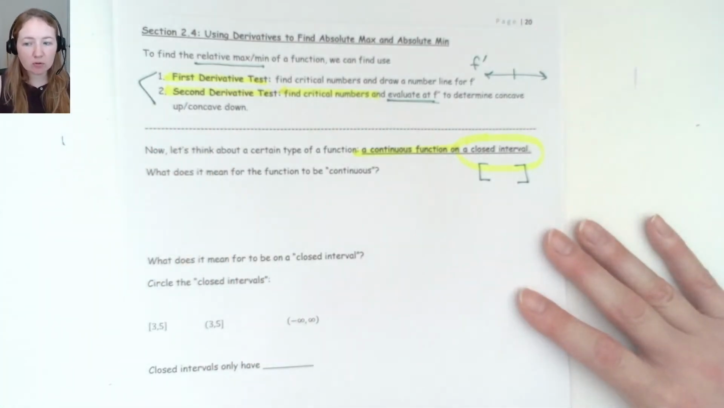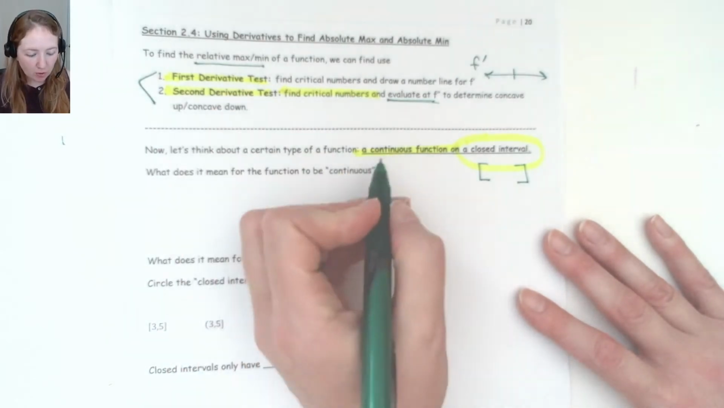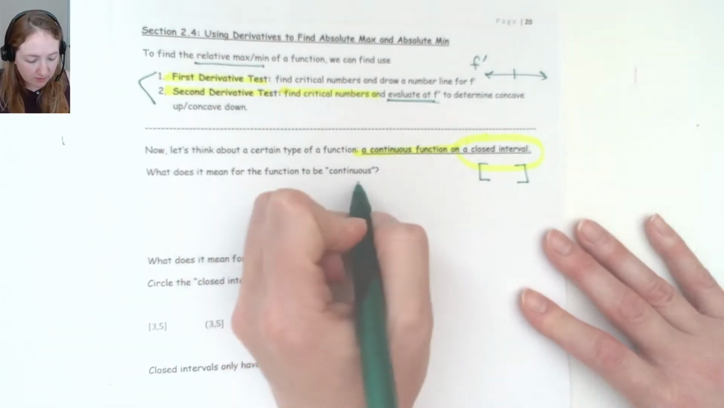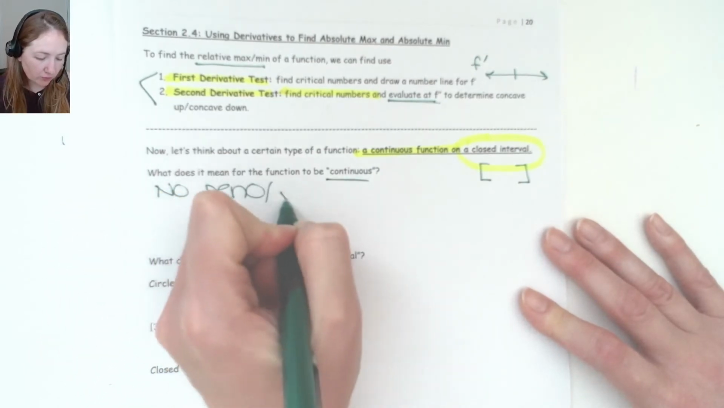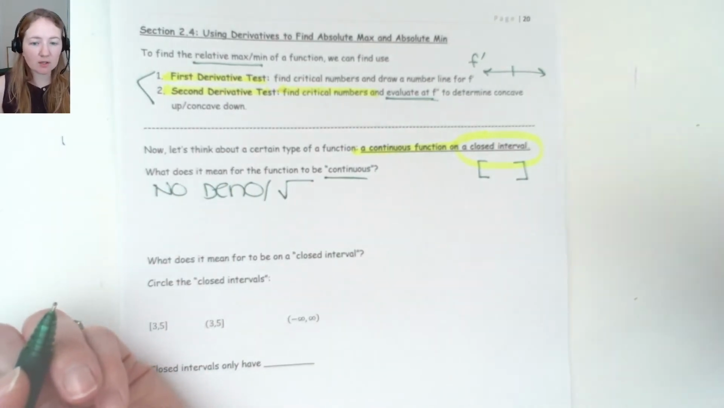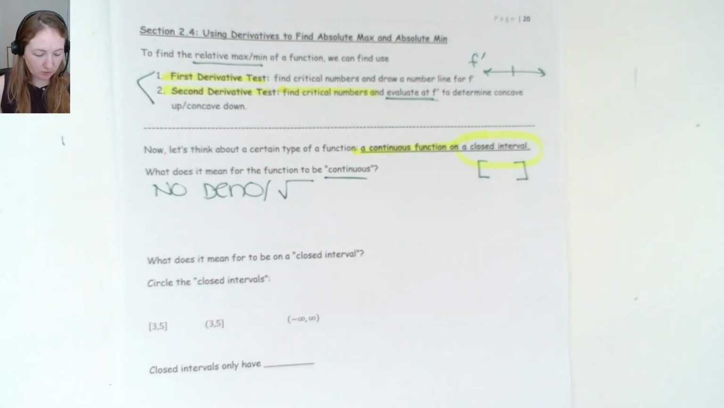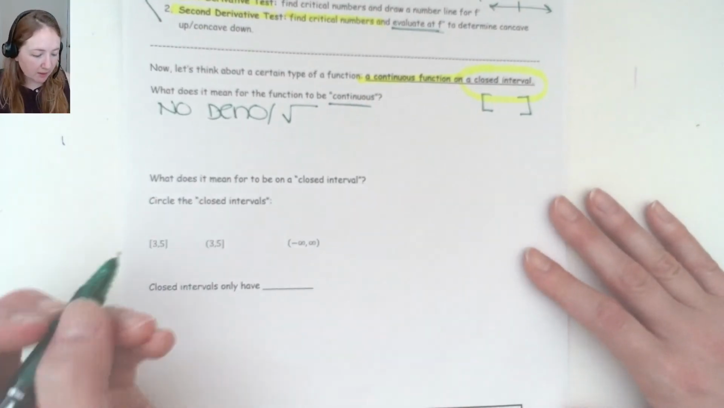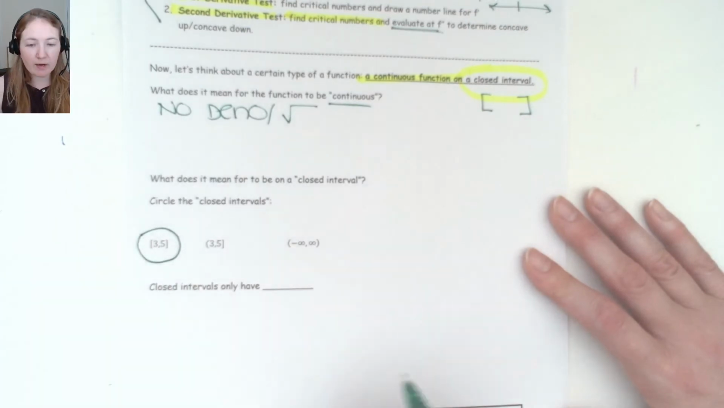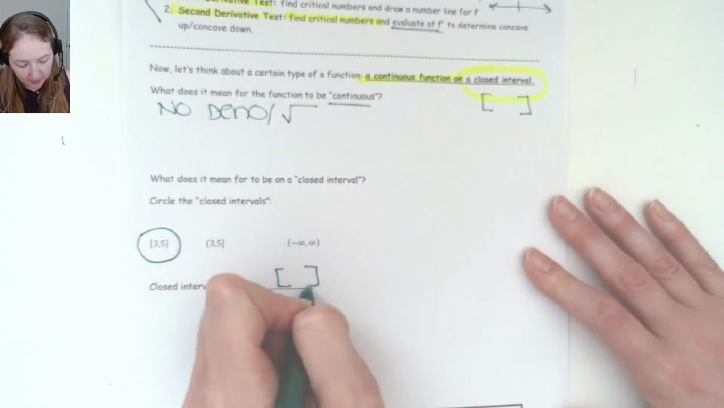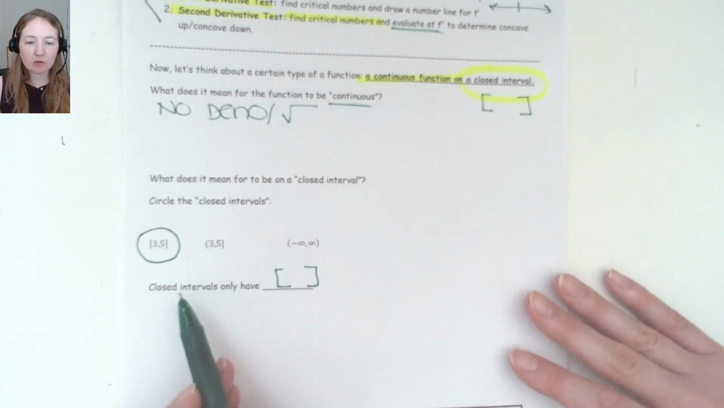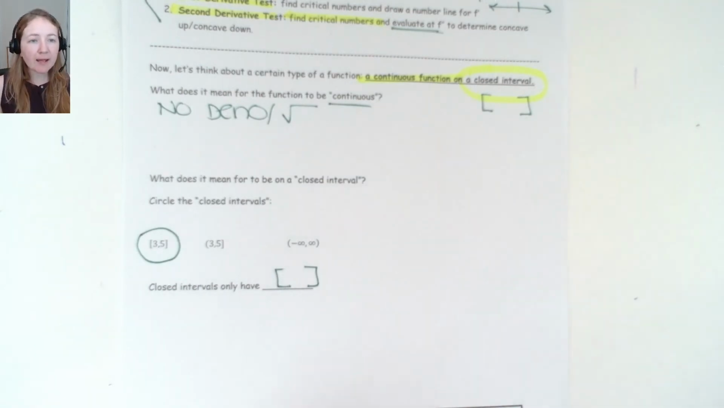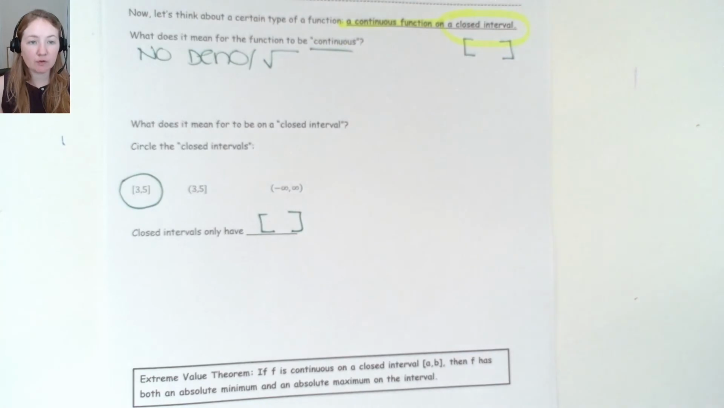So when it is a closed interval, first of all, what does it mean for it to be continuous? It simply means that there's no denominator, there's no square root. Because remember, we talked about how it's continuous on the domain. Closed intervals, again, are only square brackets. So you're looking at no denominators, no square roots on that interval, and a closed interval. If that happens, we are going to have a different process than the first derivative test.